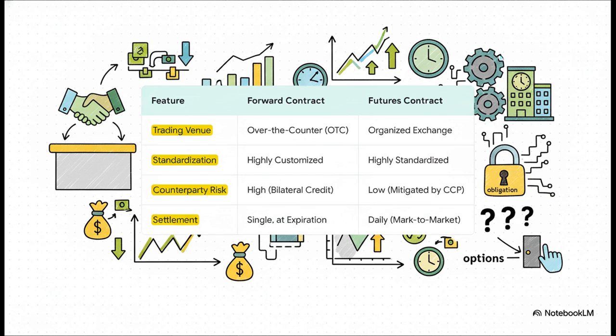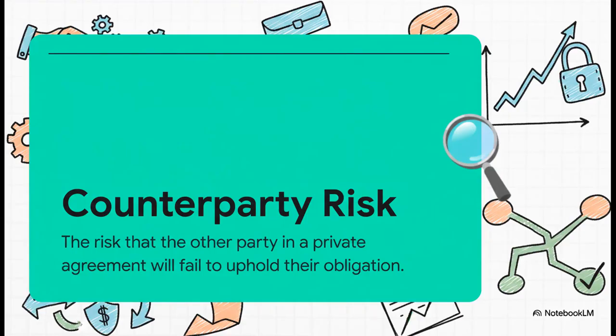See, forwards are traded over the counter, or OTC. That just means they're private deals between two parties. And that customization is nice for sure, but it has one massive, glaring risk, and you can see it right there: counterparty risk. Futures, though, they're traded on big, organized exchanges. They're super standardized. And this is the important part: they use a really clever trick to pretty much get rid of that risk entirely.